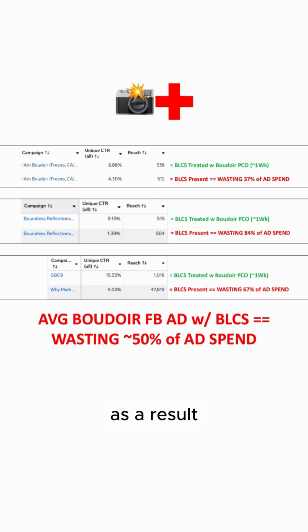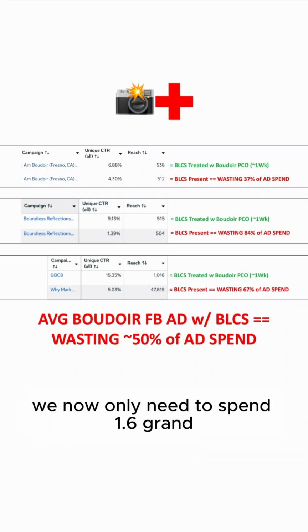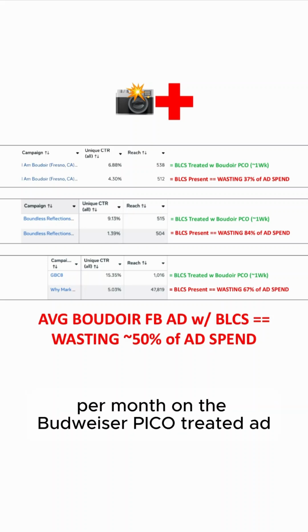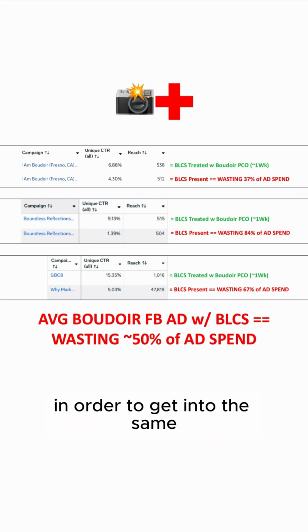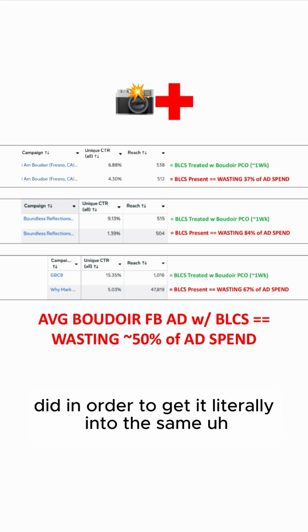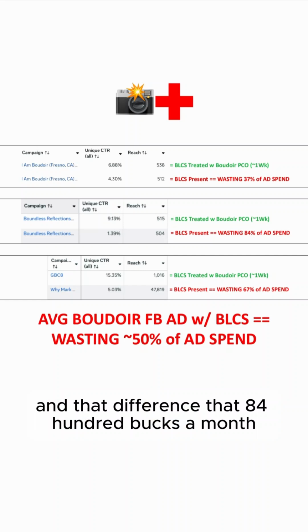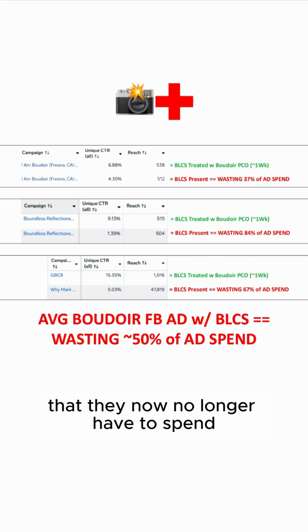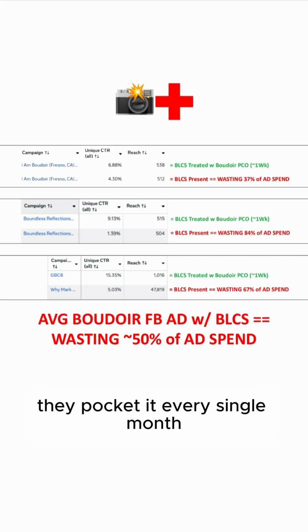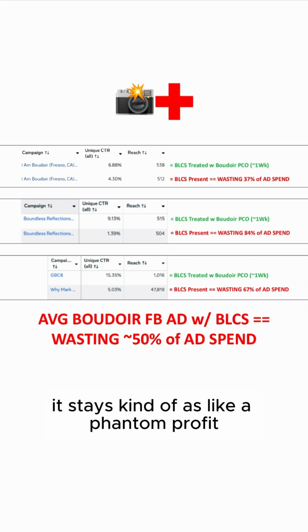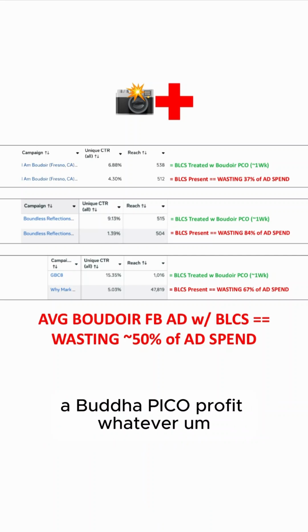As a result, if they were spending 10 grand a month on that original Boudoir Facebook ad, we now only need to spend 1.6 grand per month on the Boudoir Pico treated ad in order to get it literally into the same number of women's brains. And that difference, that 8,400 bucks a month that they now no longer have to spend, they pocket it every single month. They don't have to spend it. It stays kind of like a phantom profit, a Boudoir Pico profit, whatever.